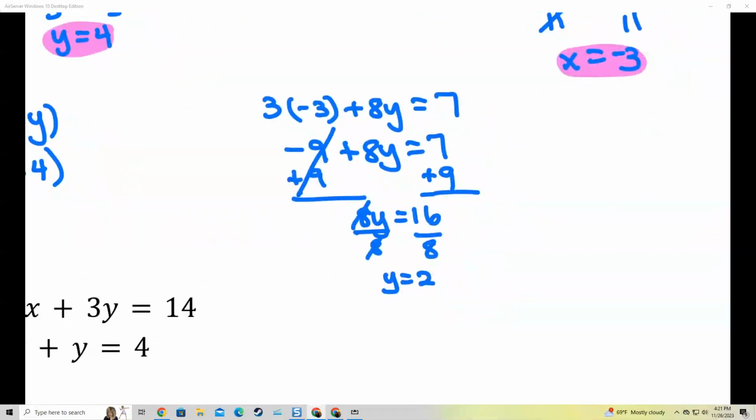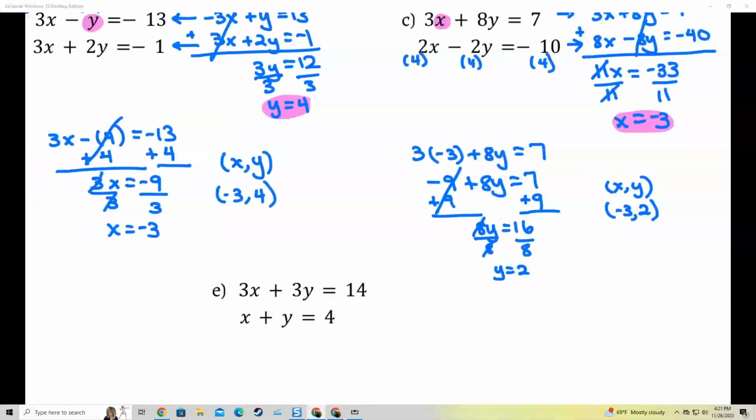Lastly, we write our answer always, always, always as a coordinate or as an ordered pair, which means I need to write this as x comma y, which means I need to write this as negative 3 comma 2. And we are done with that one.